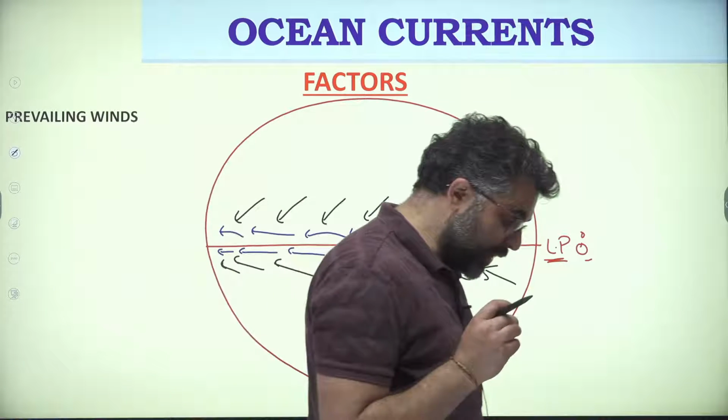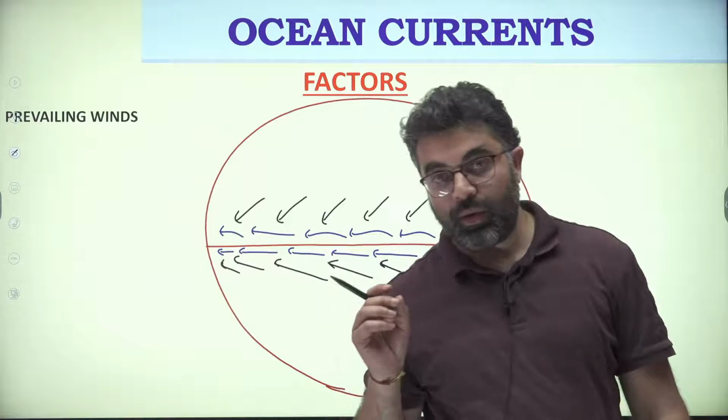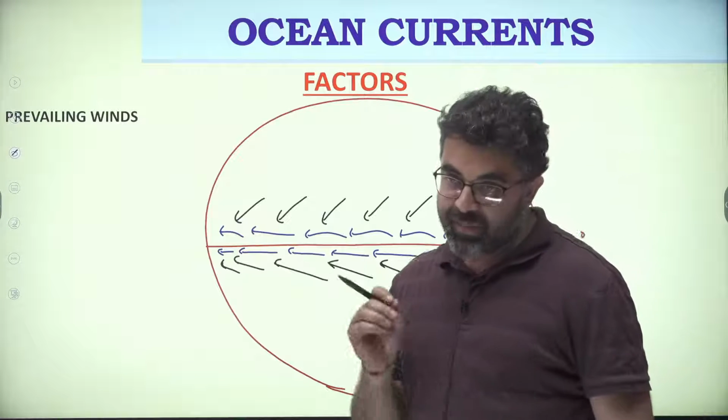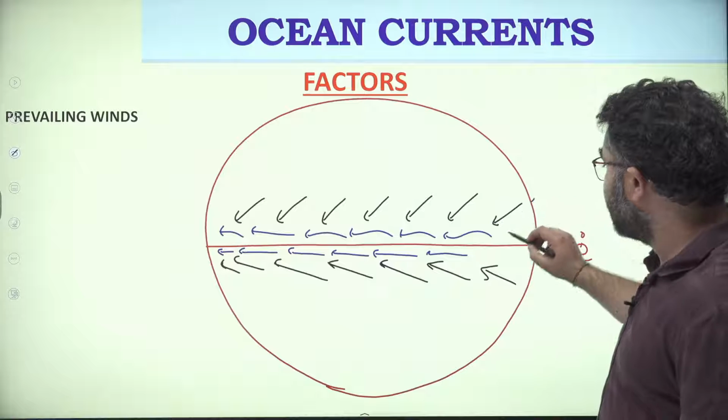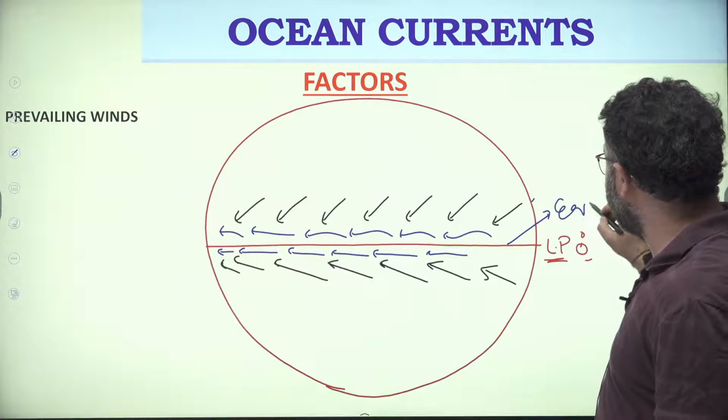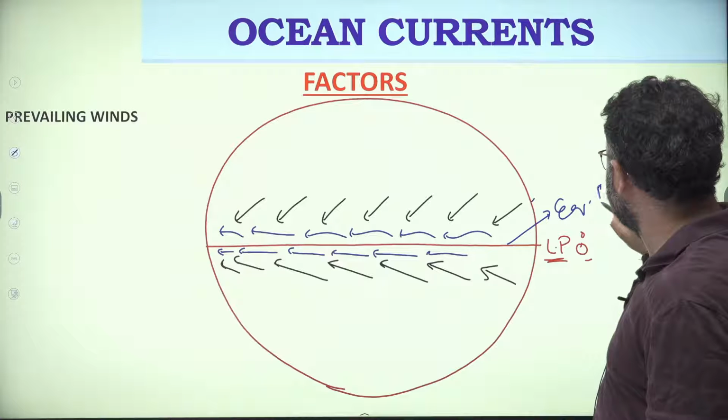So why do ocean currents move from east to west at the equator? It is because of the effect of these trade winds. And what do we call this? We call it equatorial currents.